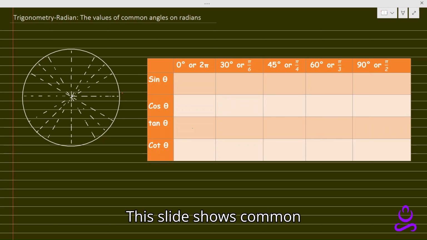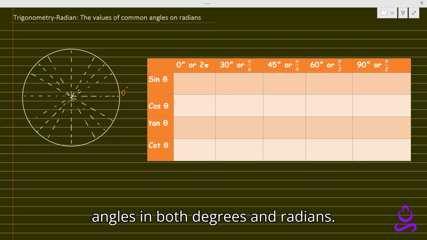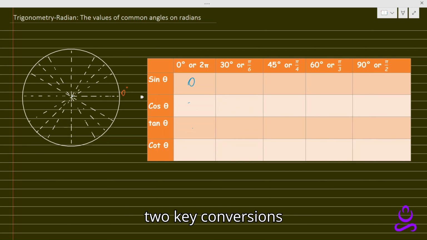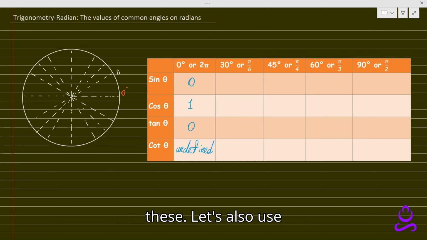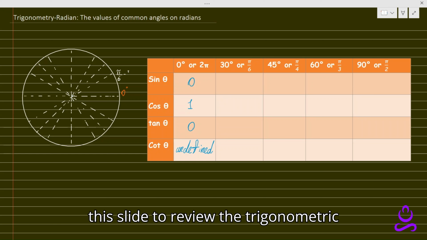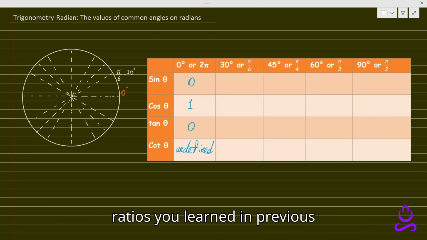This slide shows common angles in both degrees and radians. To memorize these, focus on two key conversions: pi over 6 equals 30 degrees and pi over 4 equals 45 degrees. The other angles are multiples of these. Let's also use this slide to review the trigonometric ratios you learned in previous videos.